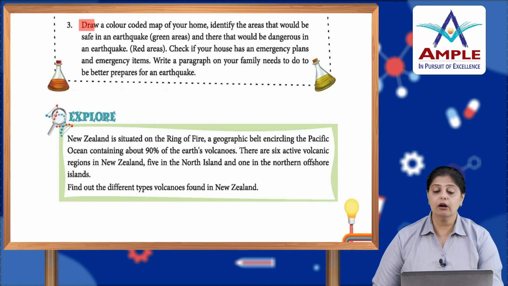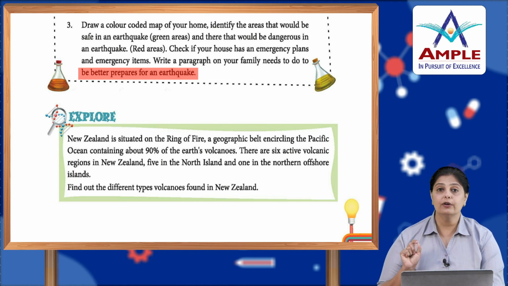Now, draw a color coded map of your home. Identify the areas that would be safe in an earthquake, green areas, and those that could be dangerous in case of an earthquake, red areas. Check if your house has an emergency plan and emergency items. Write a paragraph on what your family needs to do for better preparation for an earthquake. So, draw a map of your house, mark the areas which are safer, mark the areas that can be dangerous. So, what all precautions can you take? Write about it.